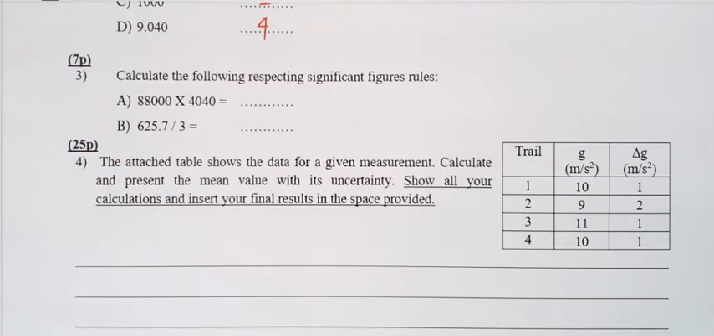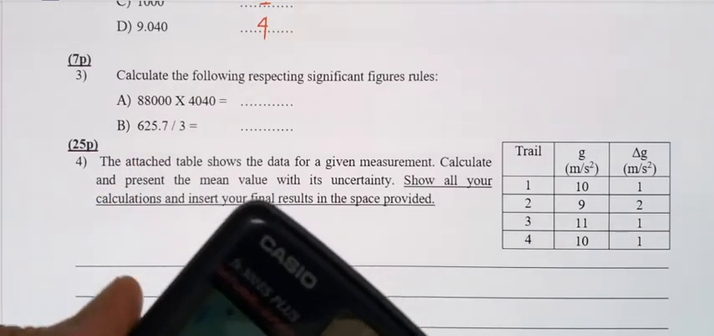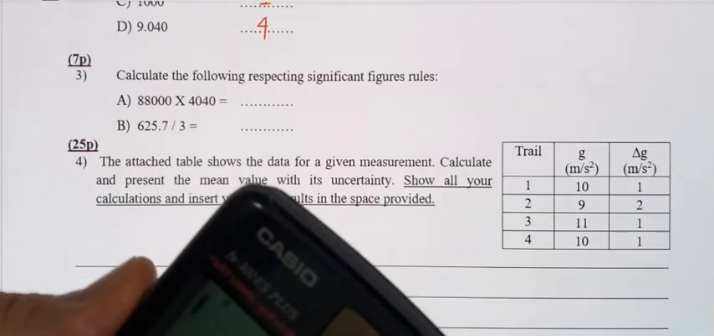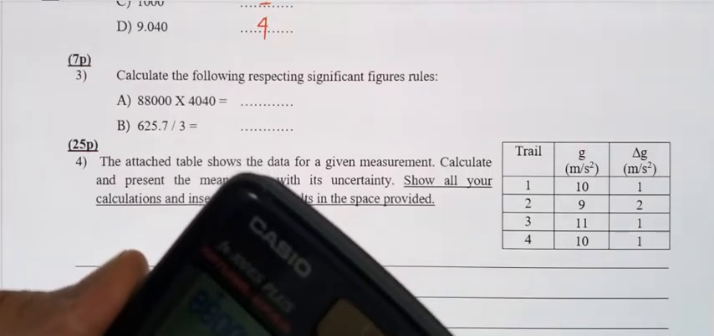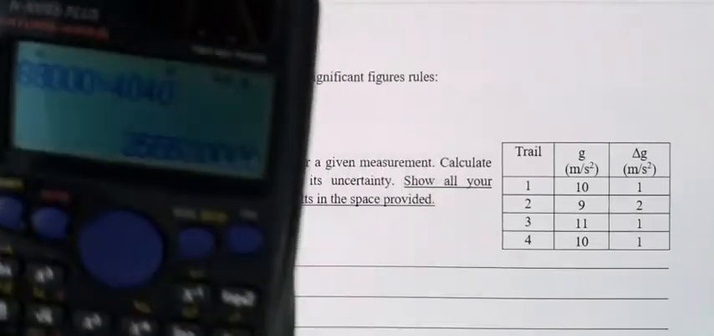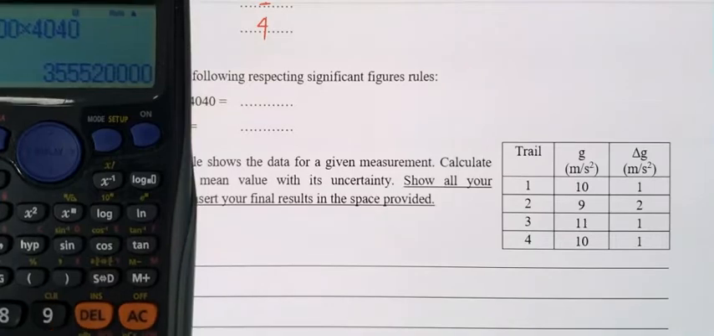Calculate the following respecting the significant figures rule. So what's the significant figure rule in multiplication or division? Always we go for the smallest number of significant figures. So first let's do the numbers using the calculator. 88,000 multiplied by 4040. So that's the number you see in the calculator.